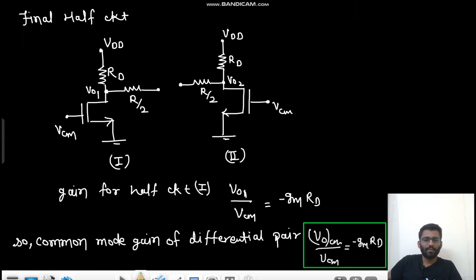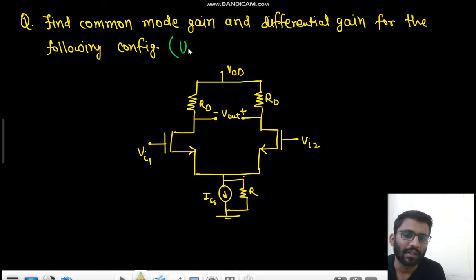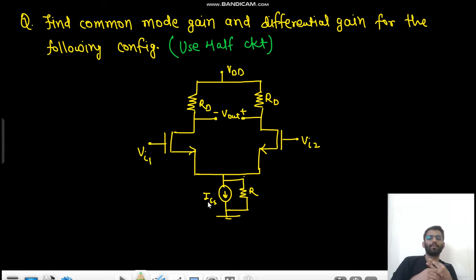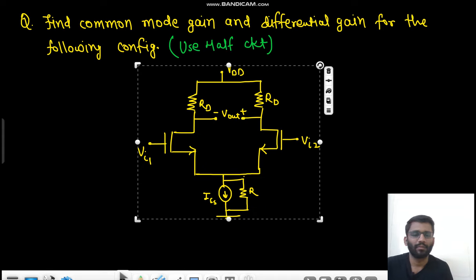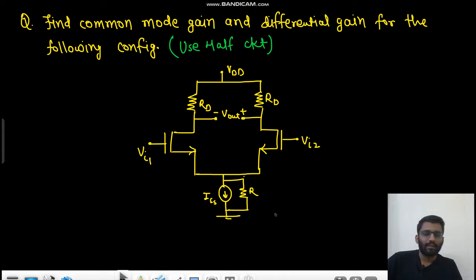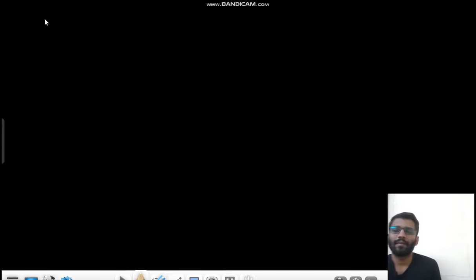Now, by using this concept you can solve this question. You have to find common mode gain and differential gain for the following configuration. Use half circuit. So just find the gain. We should do it in the next video. So first we will talk about common mode gain, and differential gain.